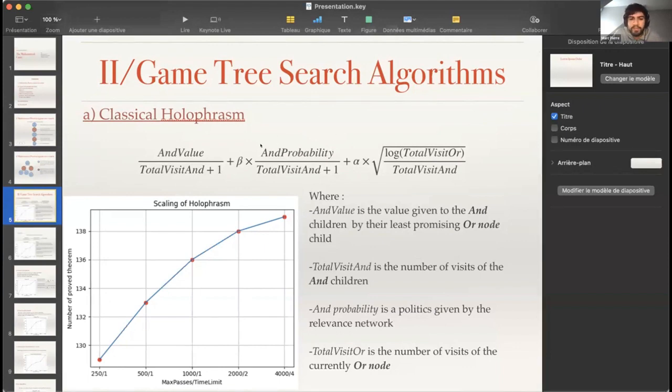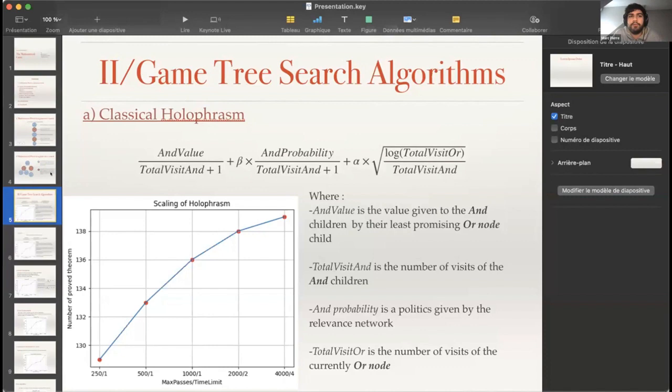As I said before, the n probability is given by the relevance network, and the n value is initialized with the worst child's value. With the same principle, you use the worst OR node value. For the OR node value, as I said before, you initialize it with the payout network, which is the solvability of the node, and you update it by making the sum of all the children.